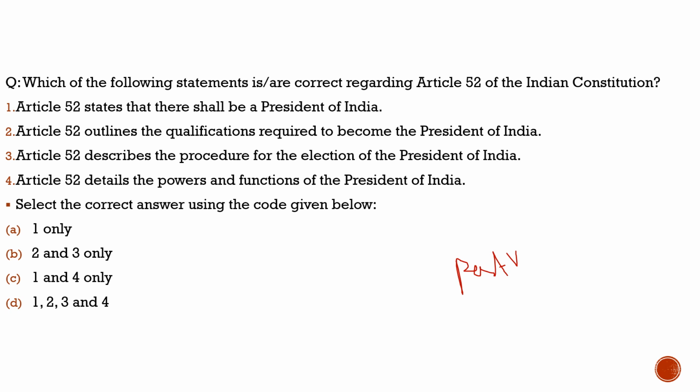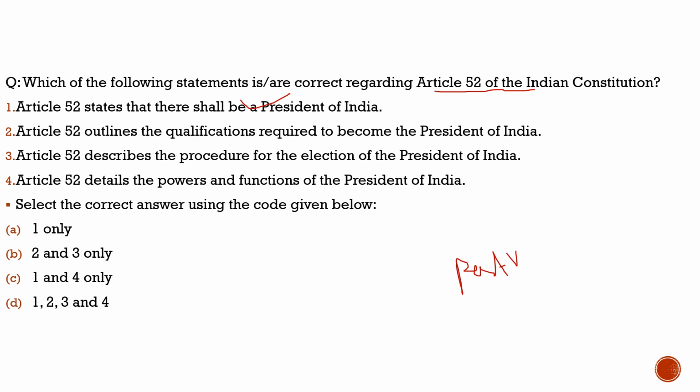So with respect to the President, we will understand everything one by one. Here we will discuss some important articles with respect to the President. Today we have brought Article 52. Let's see what Article 52 says about the President of India under the Indian Constitution. Here the question says, which of the following statements are correct regarding Article 52 of the Indian Constitution? First statement, Article 52 states that there shall be a President of India. This is what Article 52 says: there shall be a President of India.